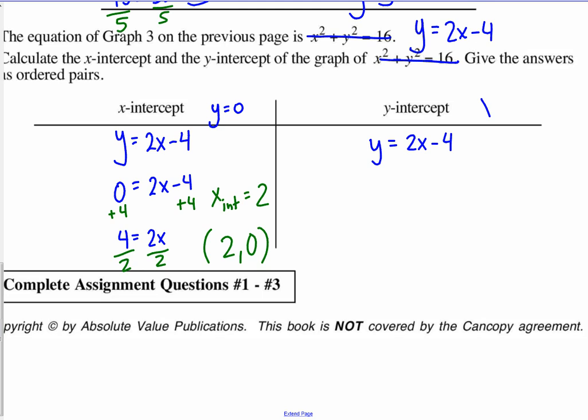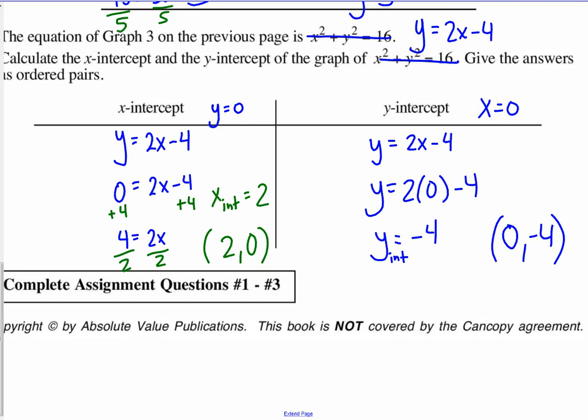Next one, x is equal to 0 at the y-intercept. Y equals 2 times 0 minus 4. What does that equal? Minus 4. So your y-intercept is negative 4, or as a point, 0 comma negative 4. Beautiful. Not so bad? That's too hard?